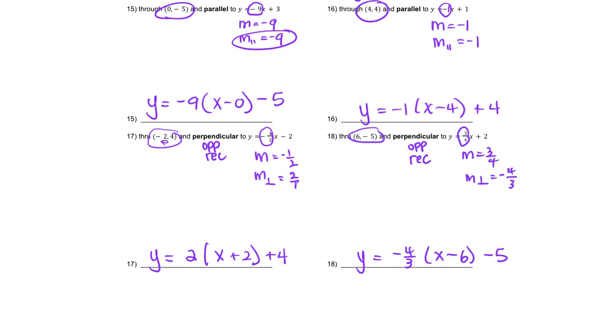Quick check here. Again, we're talking about perpendicular, so it's going to be opposite reciprocal. We look at our slope, the coefficient of x, 3/4. The perpendicular slope is going to be negative because this is positive, and it's going to be 4/3 because this was 3/4, and we have to flip the fraction. Using this point, it's going to be y equals negative 4/3 times x minus 6, plus 6 in my point, minus 6 inside my parentheses, minus 5 here, same minus 5 here.